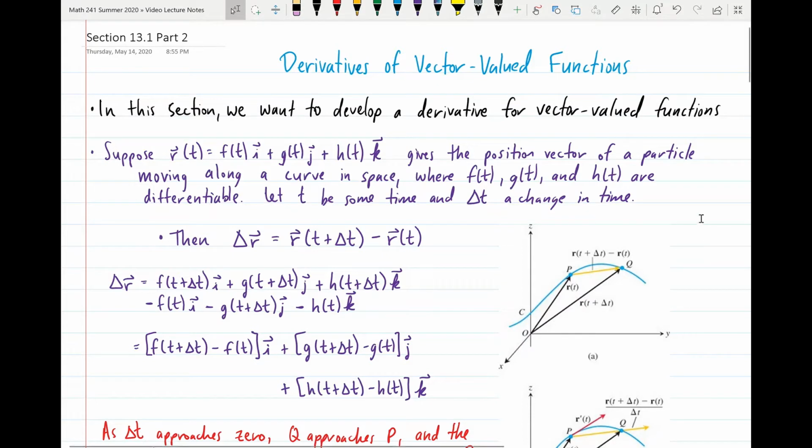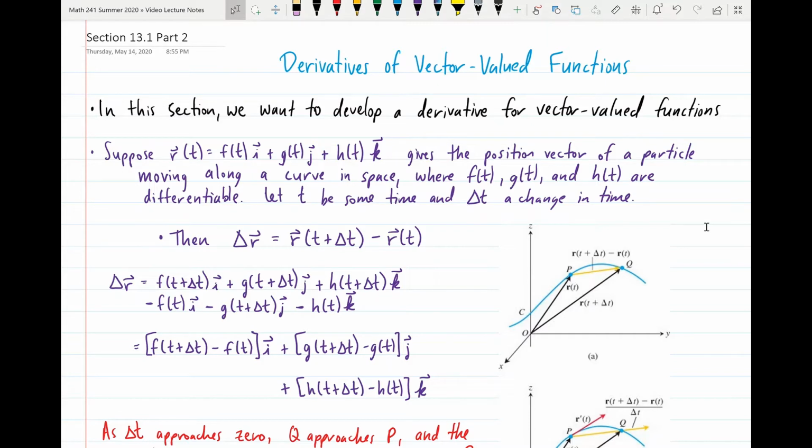In this video we are going to be finishing up section 13.1 and specifically we'll be talking about derivatives of vector valued functions. So remember that in the last video we developed the concept of a vector valued function, then the concept of a limit of a vector valued function, and then continuity of a vector valued function. And here we're going to continue mimicking the steps by which we developed calculus in Calc 1 and define the derivative for vector valued functions.